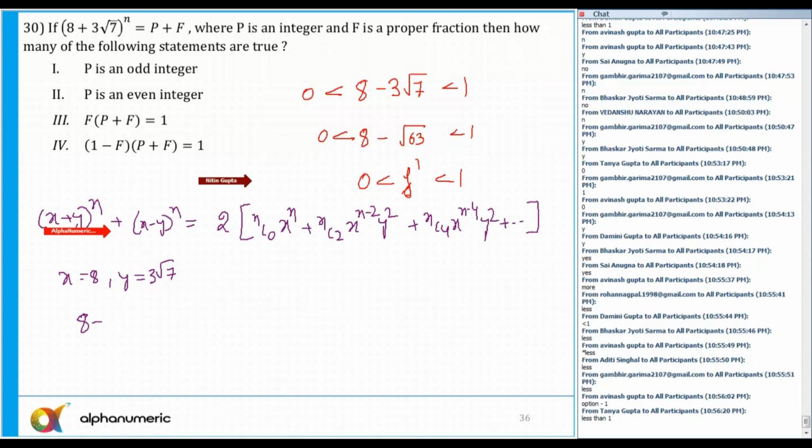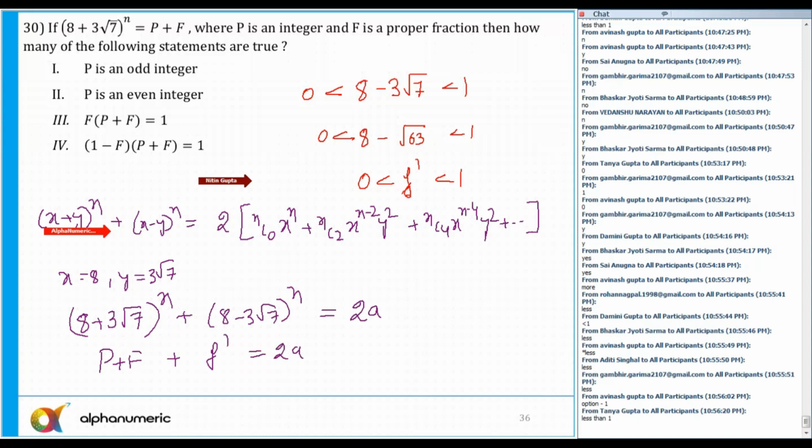So we know that 8 plus 3 root 7 raised to power n plus 8 minus 3 root 7 raised to power n is nothing but an even number, let's say 2a. Got it? And this is equal to p plus f plus f dash, which is equal to 2a. So f plus f dash is an integer. So the only possible value of f plus f dash is equal to 1.